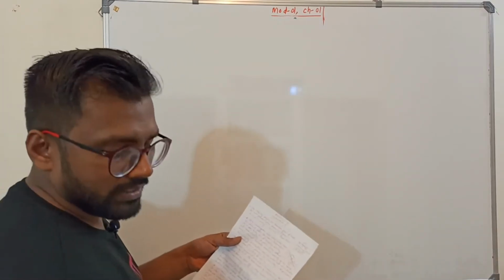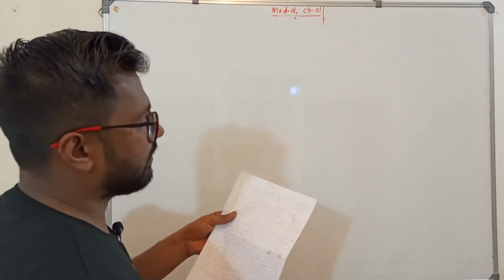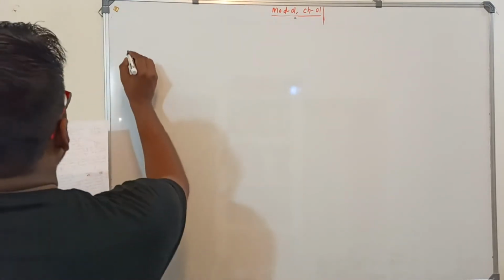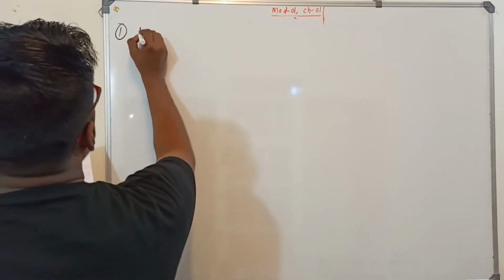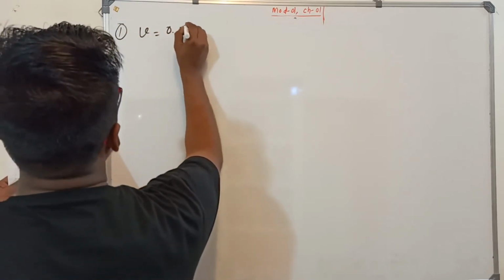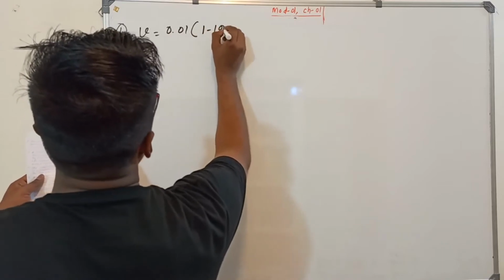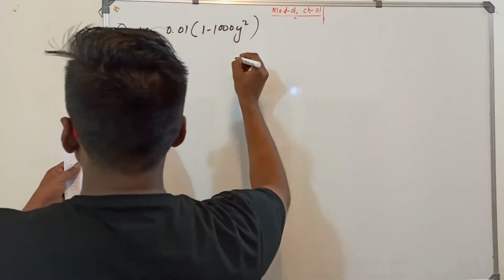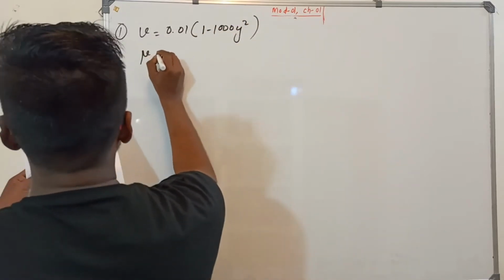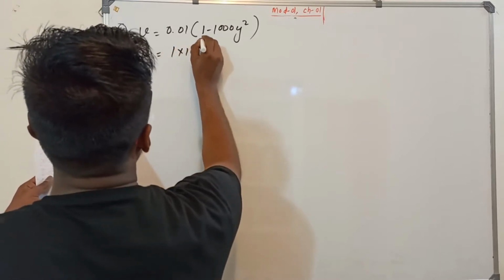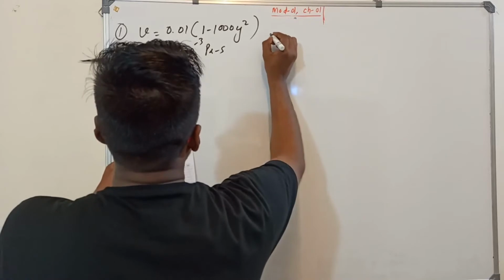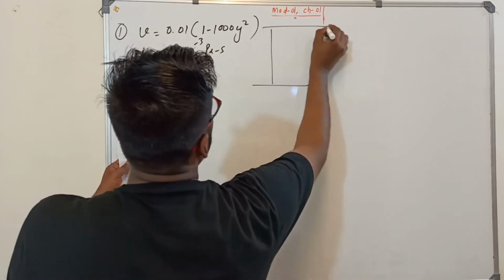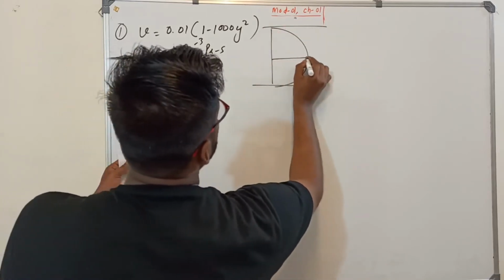Your question number 1 says there is a velocity profile given, and the laminar flow of water between two parallel plates has been given. What is the profile given? Velocity profile u equal to 0.01 minus 1000 y square. And mu is given as 1 into 10 to the power minus 3. No unit, so assume it's Pascal second. So you have a velocity profile like this.